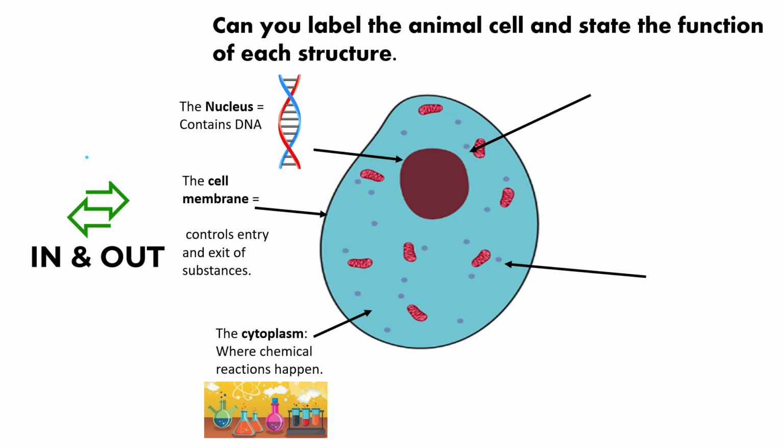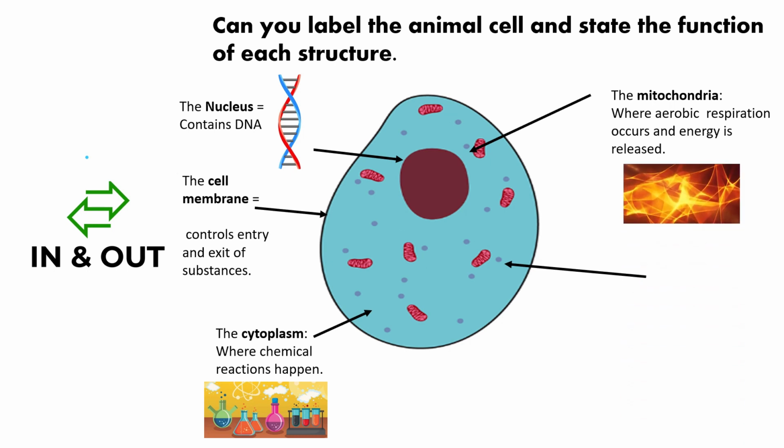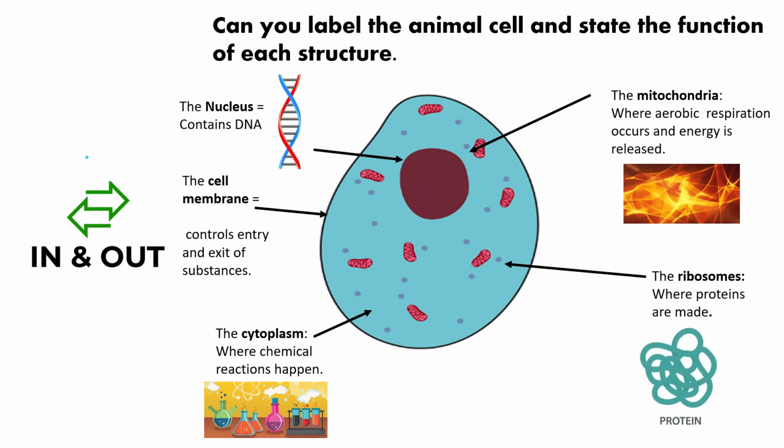The mitochondria is where aerobic respiration happens, and this is where energy is released. Energy is what all living organisms need to do work. And finally, we have the smallest structure in cells. This is the ribosome, where proteins are made. Proteins are structural chemicals found within living things.